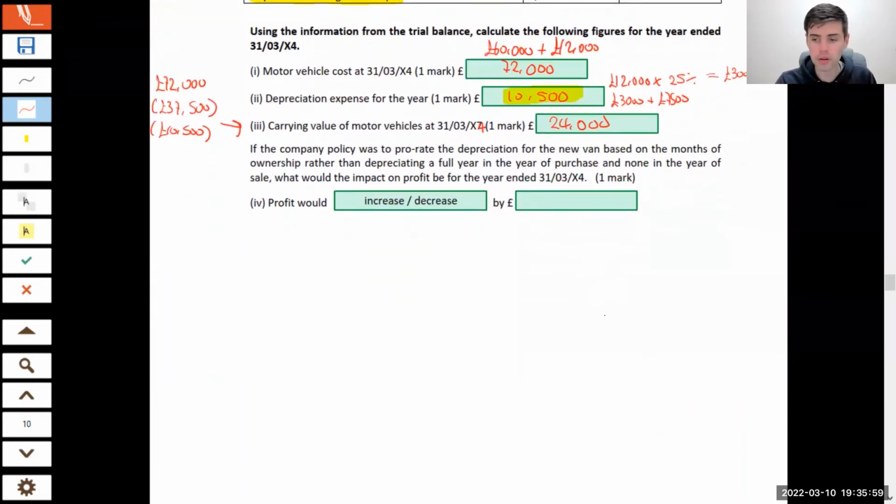Okay, last little bit, and then we're going to do some written work, everybody. It's saying that if the company policy was actually to pro-rata the depreciation, so we're just changing the scenario a bit, based on the amount of time the van was owned. I mean, again, it says that, but that's what pro-rata means, doesn't it? As opposed to depreciating in a full amount in the first year, how would this impact profit? So, in terms of pro-rata, now again, you should be familiar with doing this at this stage. I'll be completely honest with you. But let's just see if we can identify how it impacts profit.